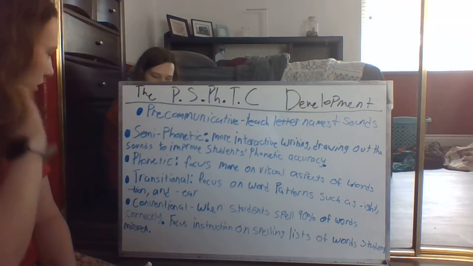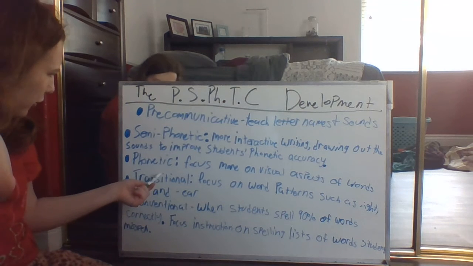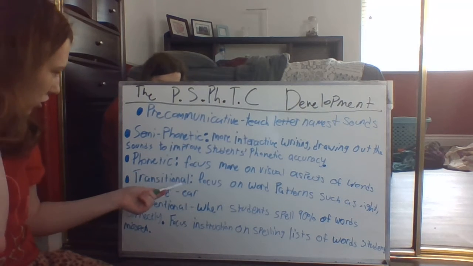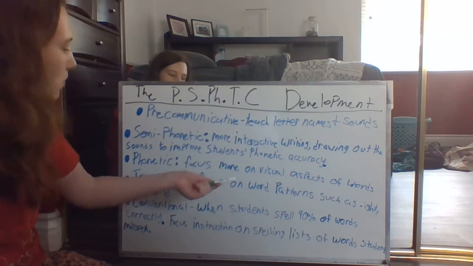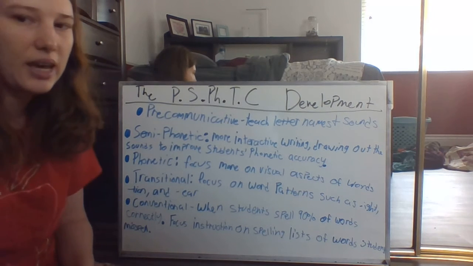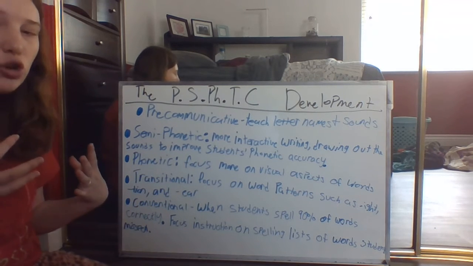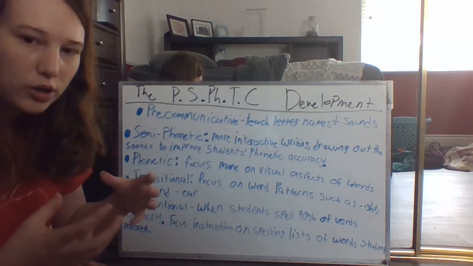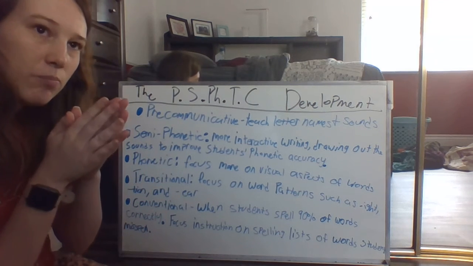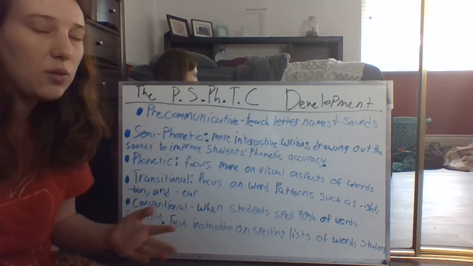Alright, next one is phonetic. This one is also a little bit tricky to decipher, but phonetic, according to the professor's definition, is focus more on visual aspects of words. So I think what this definition is trying to say is when you break down a word, each letter has its own distinct sound. So, for example, let's take the word cat.